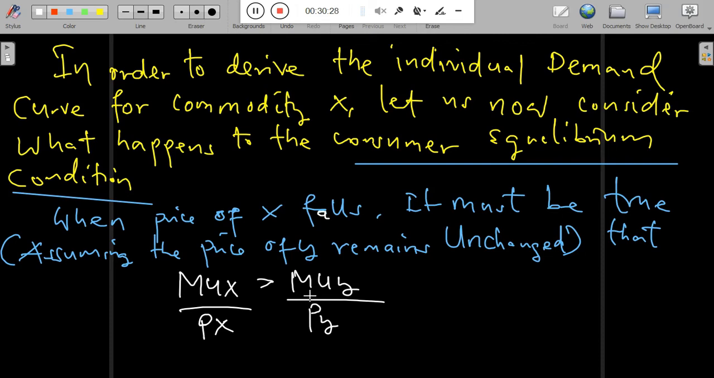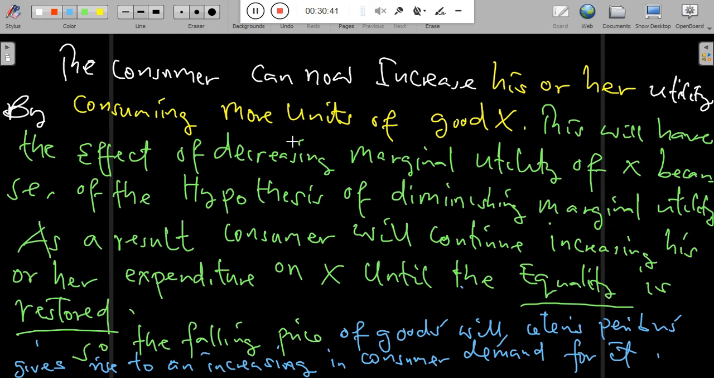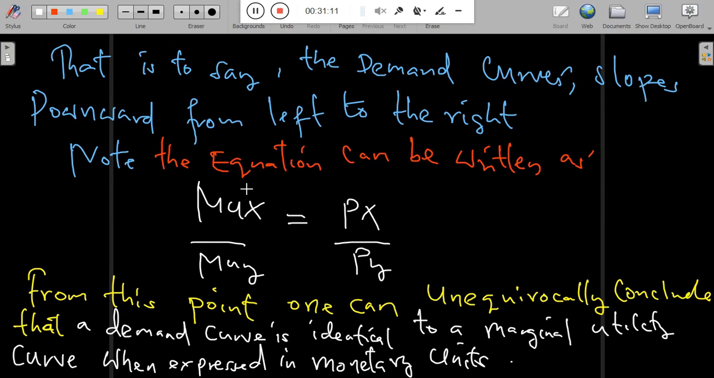So in order to derive the individual demand curve for commodity X, we need to consider the checking of the equilibrium position. Marginal utility of X over Px is greater than the marginal utility of Y over Py. So the consumer can now increase utility by consuming more units of X. This will have the effect of decreasing the marginal utility of X because of the hypothesis of diminishing marginal utility. That is to say, the demand curve slopes downward from left to right.